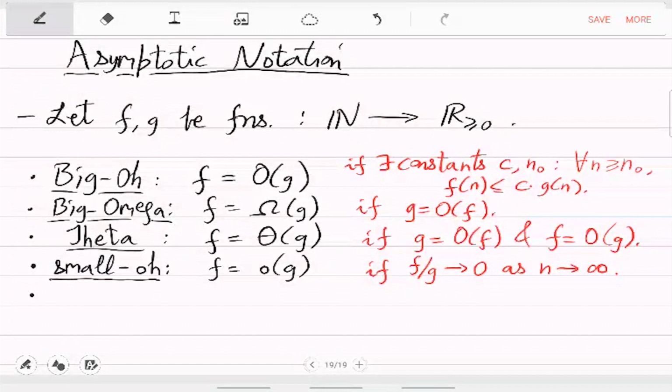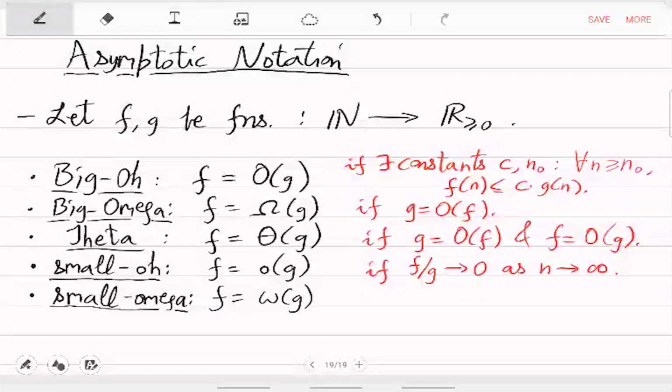Similarly, small omega. So small omega is the opposite of this. So if g is small o of f, right? So small o is saying that f is significantly smaller than g, small omega is saying that f is significantly larger than g.